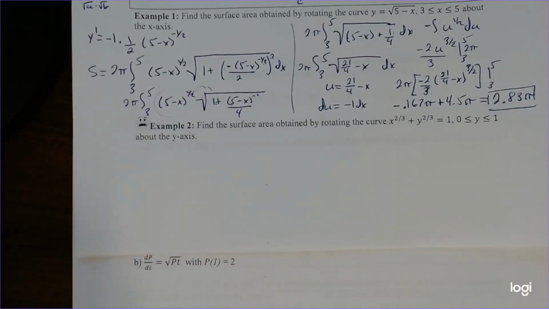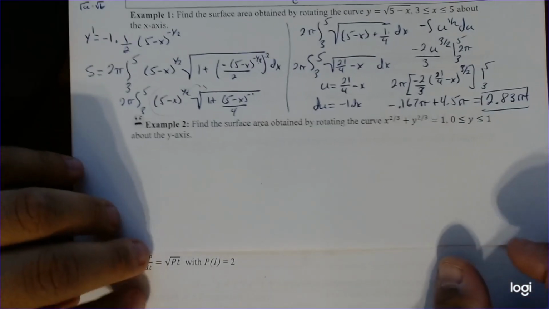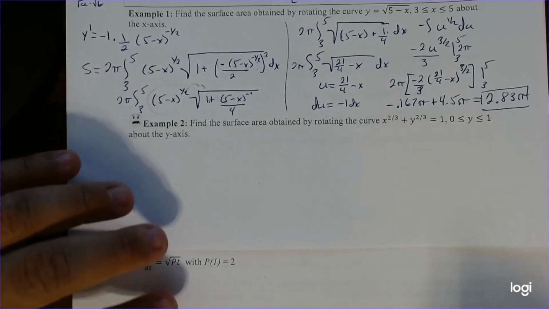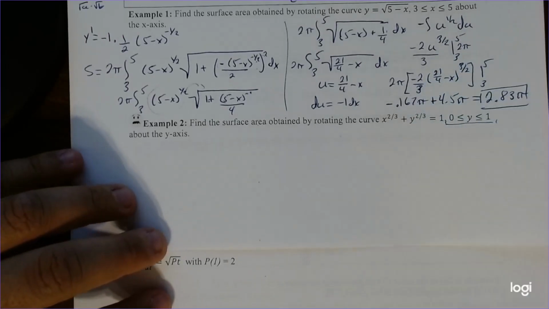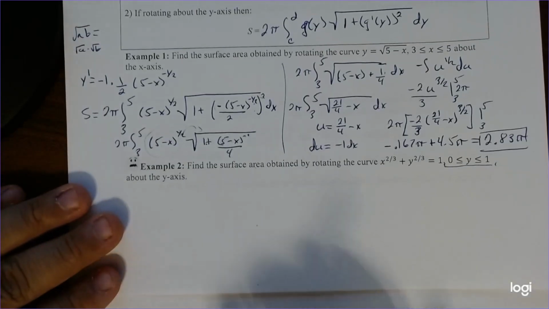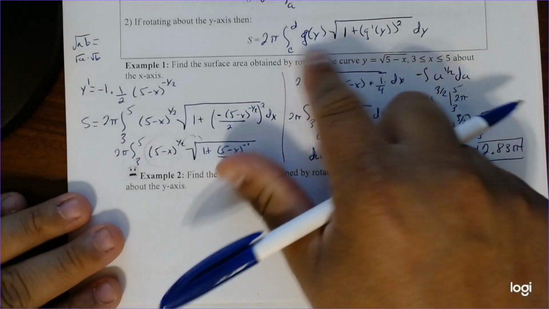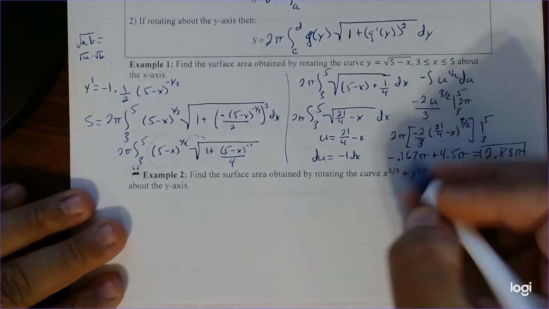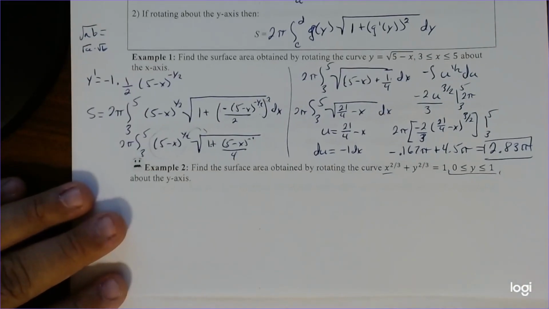Find the surface area obtained by rotating the curve. So we have a kind of like a circle here. Now it's y, so be careful. From y from 0 to 1, about the y-axis. So we're doing about the y-axis. Therefore, we have to do everything with respect to y. So in other words, we have to solve for x here.